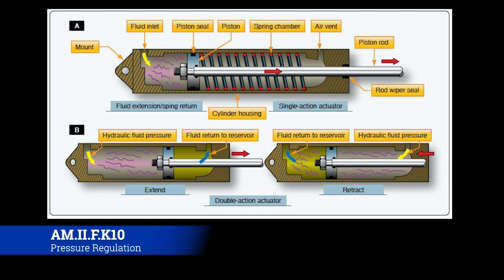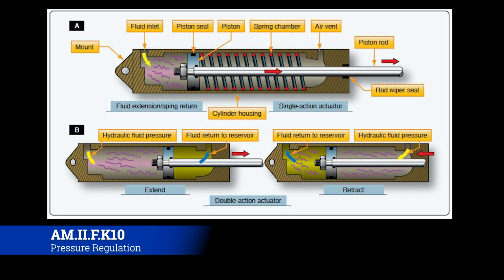Now, a single action actuator has a spring in it that, whenever the pressure lets off, pulls the actuating rod back into the actuator itself. And that means you can only apply hydraulic pressure in one direction, and whenever the hydraulic pressure is not applied, it wants to close on its own.